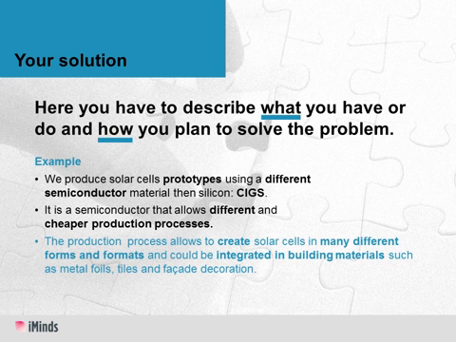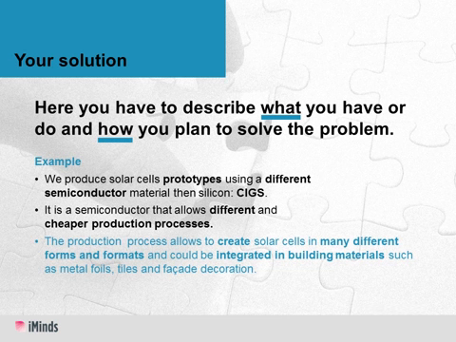Again, the example from the solar energy project can serve as a guideline. Let's have a look at the functions and differentiators of this project. The first statement: we produce solar cell prototypes using a different semiconductor material than silicon, CIGS, is very clear. The function is to produce solar cells, and the unique differentiator is the fact that it uses a new material other than silicon. The second statement is even stronger with respect to the uniqueness of the process.